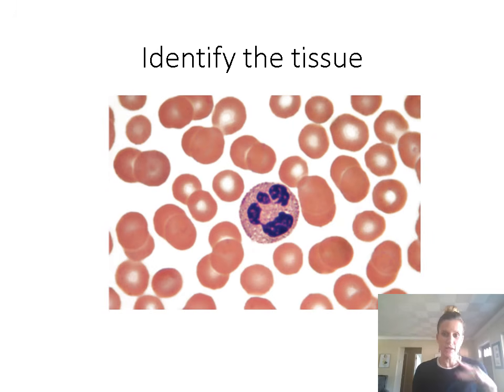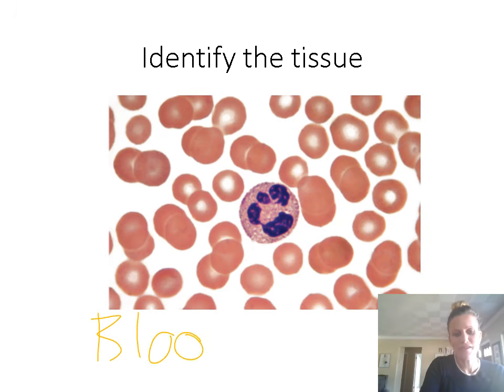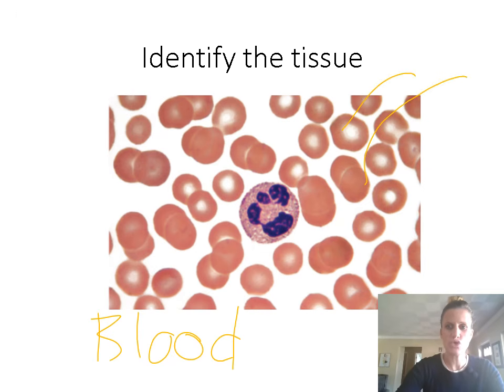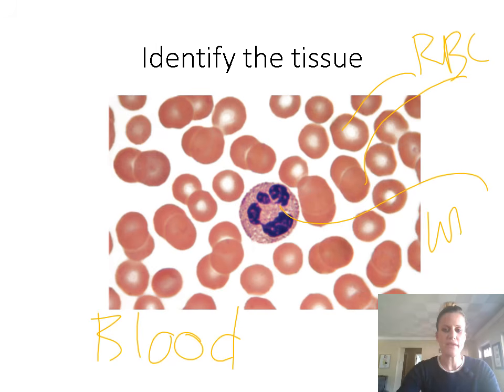Identify this tissue. This should be pretty easy. It's kind of particular. This is blood, right? Blood is a really specialized form of connective tissue. You see a bunch of blood cells scattered throughout. All of these numerous little red ones are red blood cells. They're smaller and there are lots of them. The bigger one here is a white blood cell.